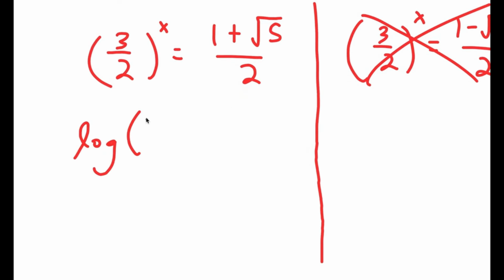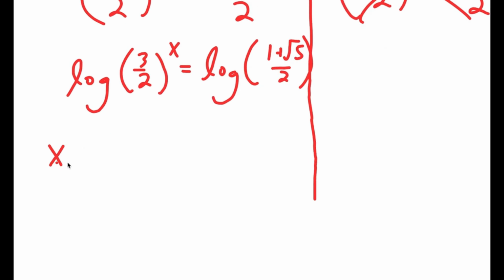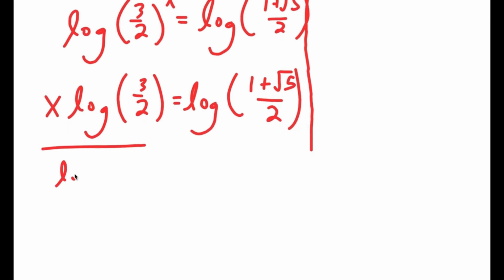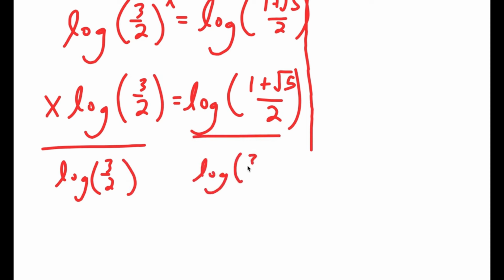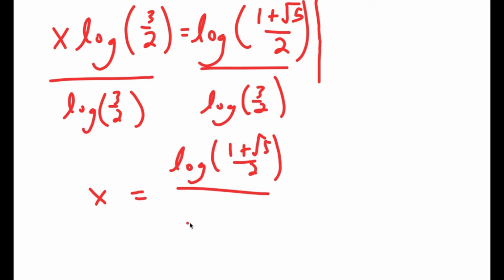And to solve this, I'm going to take the log on both sides. So I have log of 3 over 2 to the power of x is equal to log of 1 plus the square root of 5 over 2. So now this turns into x times log 3 over 2 is equal to log of 1 plus the square root of 5 over 2. And now if I divide both sides by log 3 over 2, I get x is equal to log of 1 plus the square root of 5 over 2, over log 3 over 2.